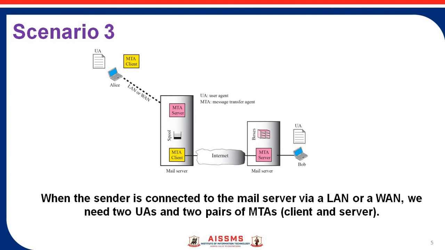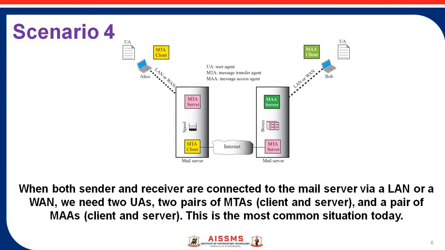The MTA client establishes a connection with the MTA server on the mail server in Alice's organization, which is running all the time. The mail server at Alice's site queues all messages received. It then uses the MTA client to send the messages to the system at Bob's site. The system receives the message and stores it in Bob's mailbox.